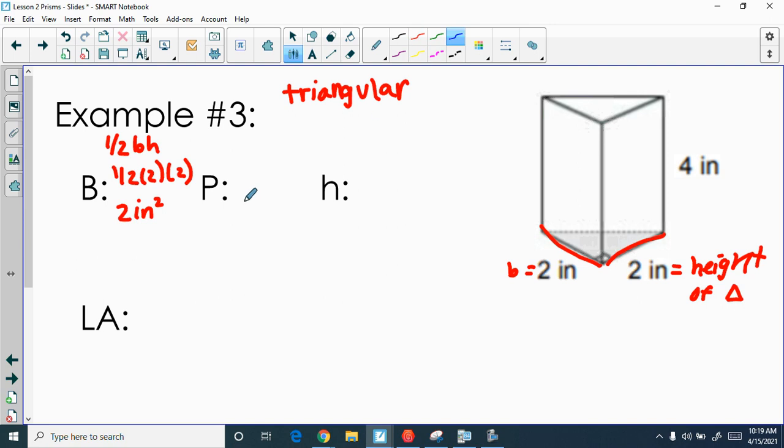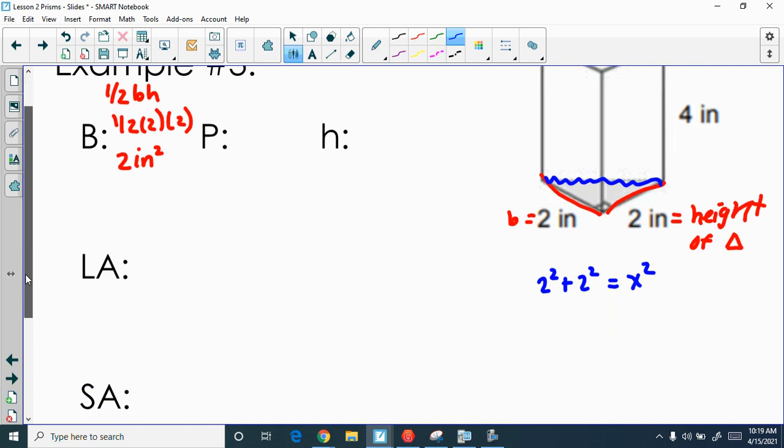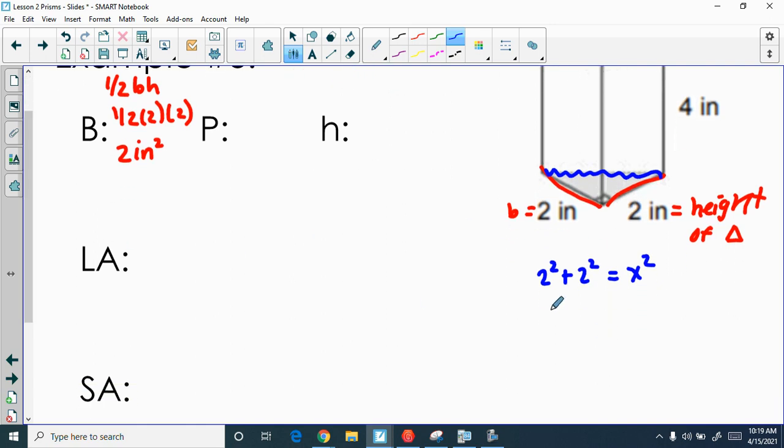Now my perimeter, I need to add up all the sides. But I don't have this piece yet. But we do know that this is a right triangle. So we're going to say 2 squared plus 2 squared is equal to x squared. Now I'm going to solve this by hand, but you could easily type this into a calculator. So I've got 4 plus 4, or 8, is equal to x squared. And then I'm going to take the square root of both sides.